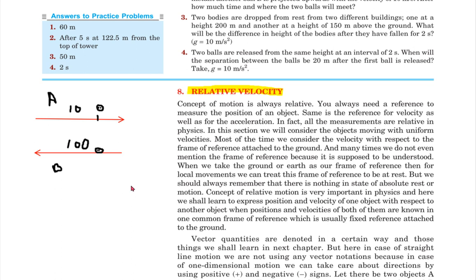Means the relative velocity will be what exactly the velocity of B seen by a person sitting here in A is the relative velocity of B with respect to A. Similarly, the relative velocity of A with respect to B means what exact velocity or speed of A is recorded by person B. That is relative velocity.